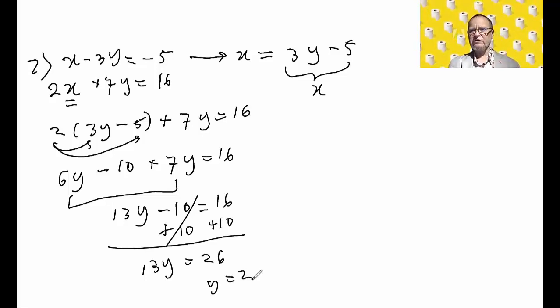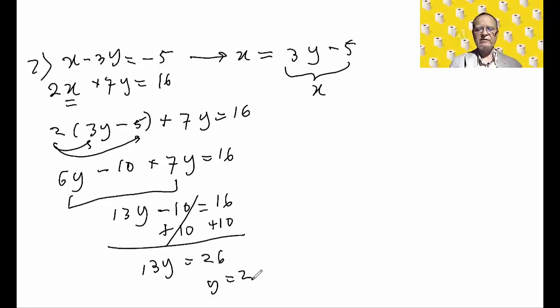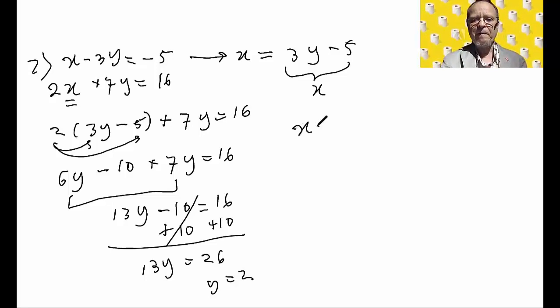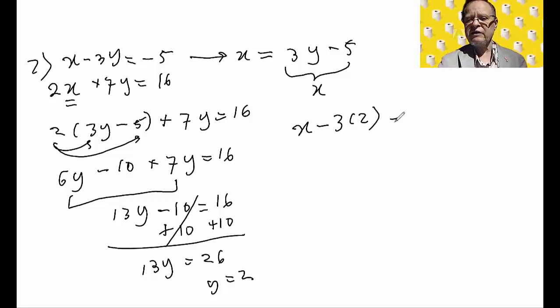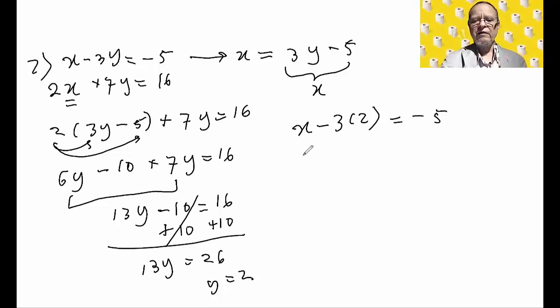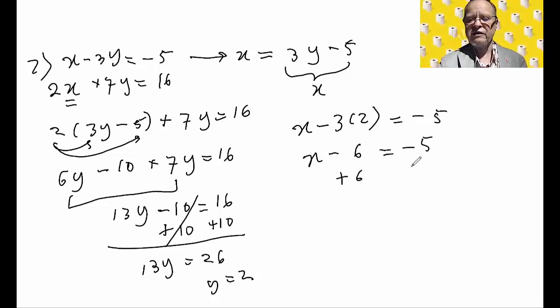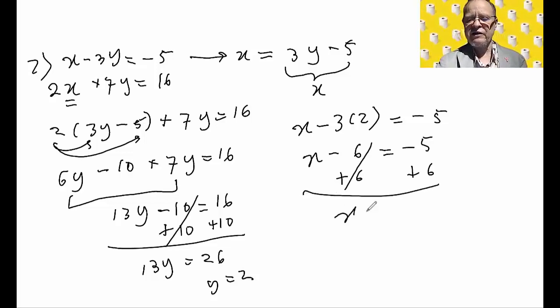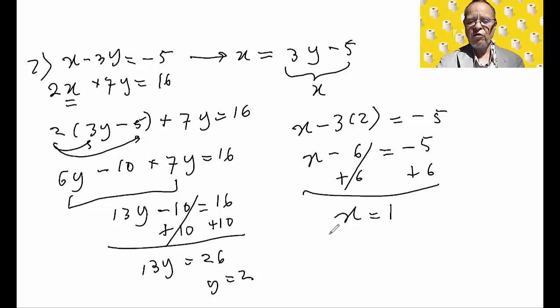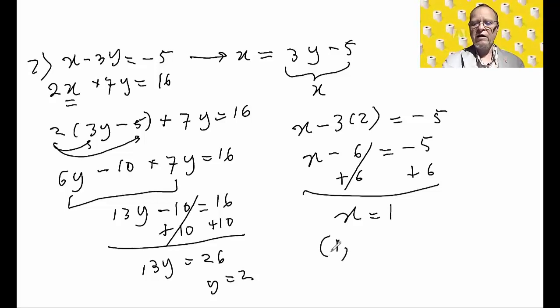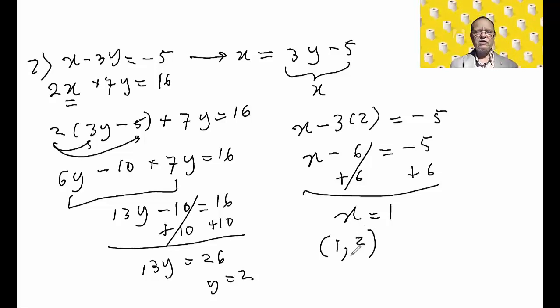So the y coordinate is 2, but we're not finished because we still have to find the x coordinate. So we can take the first equation, substitute in y, and solve for x. So here we have x minus 3 times 2, because now we have y is equal to 2, equals negative 5. And then we have x minus 6 is equal to negative 5, and then plus 6, plus 6, and that means x is equal to 1. So our coordinate, the x is 1 and the y is 2, and then of course we should check, and I'll show you the check on the PowerPoint.